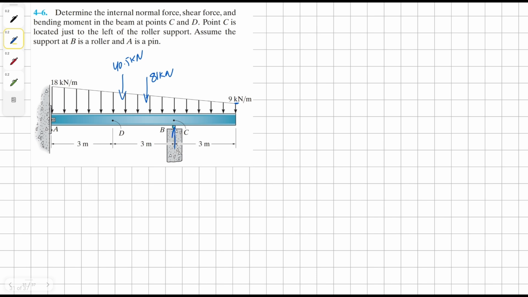Now we can find our external reaction forces. So one is going to be at B, and there's going to be horizontal and vertical at A. Horizontal will be 0 because of no other reaction force acting on it horizontally. Okay, now we can take a moment about the point A.